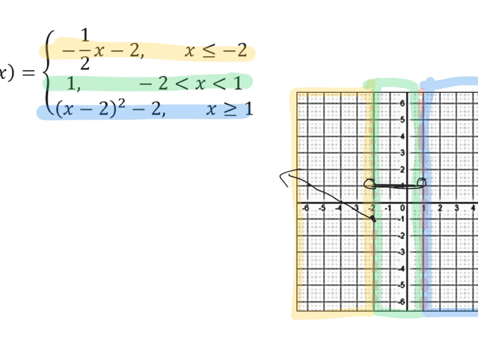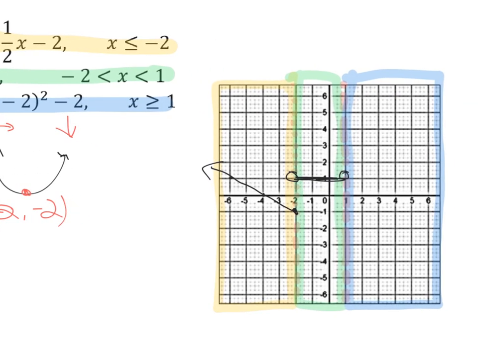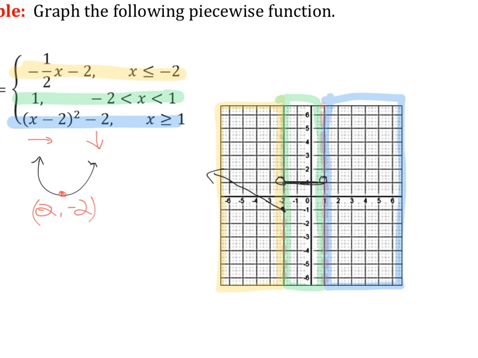All right, and then the next one is going to be x minus 2 squared minus 2. So that's going to be a parabola that got shifted to the right and down. So this vertex would be at +2, comma, -2. So we're going to have a vertex at +2, -2. It's right there. Wrong color.